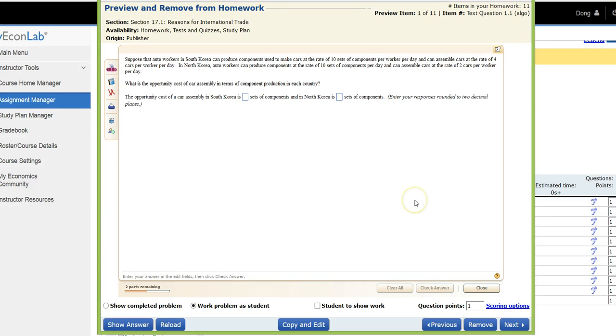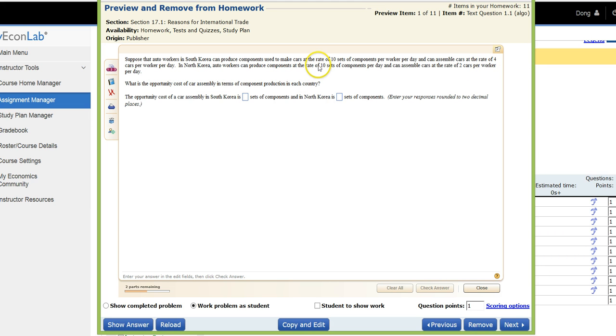This is question number 1 of homework 13 for chapter 17. Suppose that auto workers in South Korea can produce components used to make cars at the rate of 10 sets of components per worker per day and can assemble cars at the rate of 4 cars per worker per day. In North Korea, auto workers can produce components at the rate of 10 sets of components per day and can assemble cars at the rate of 2 cars per worker per day.